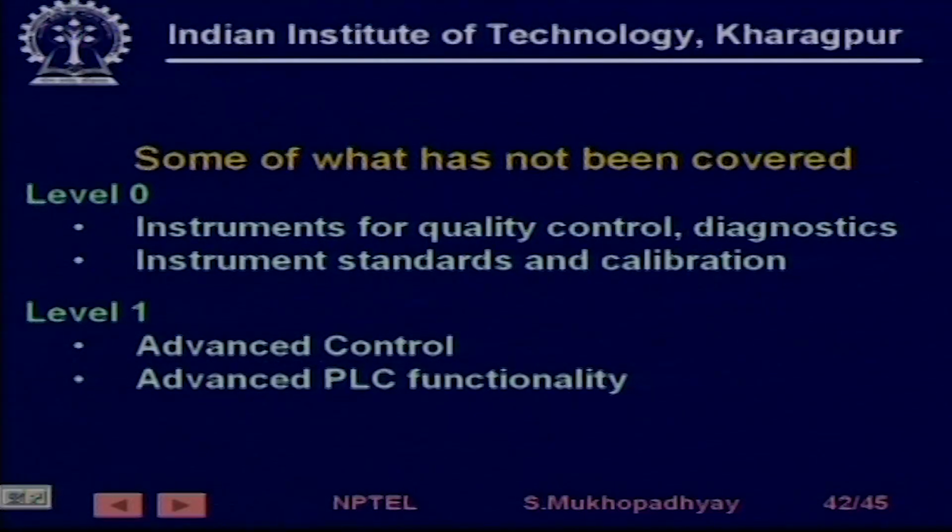For example, we did not take a detailed look at metrology, which is widely used for quality control. We did not take a look at analytical instruments which are used for process and product composition testing. We did not look in great depth at instrument standards and calibration.